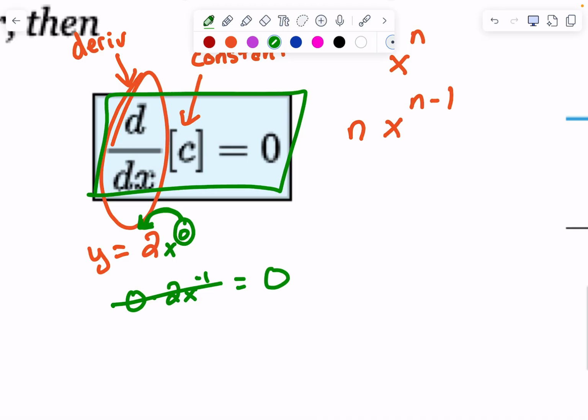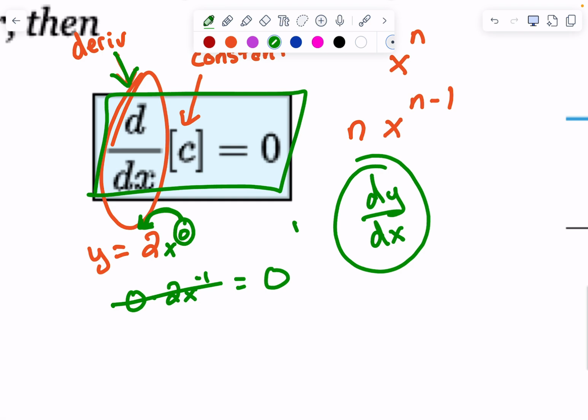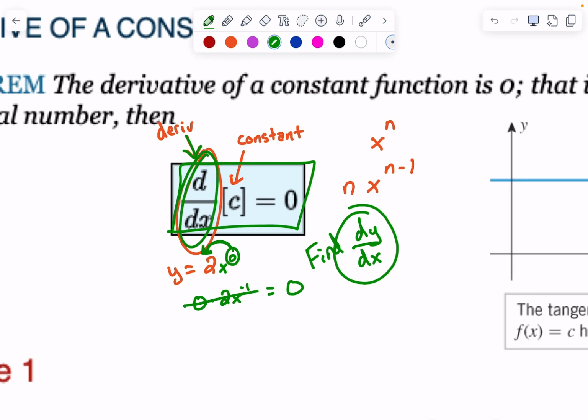Why is it d over dx and not dy over dx? Because this is saying take the derivative, whereas dy dx is the result of that. Right? This is the result. They'll say find dy dx, or they might just say d dx means find the derivative. So find dy dx from d dx. Correct. Yes. It's just what terminology they use, okay?